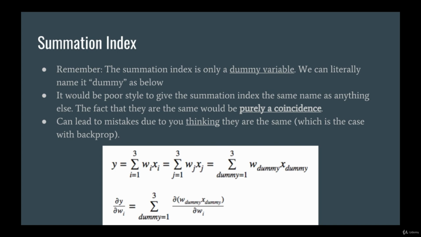Let's phrase this another way. The right-hand side summation index is only a dummy variable or a temporary variable. In other words, it doesn't matter what we name it. We can literally name it dummy. Because of this, it's poor style to give it the same name as the index on the left-hand side, because the fact that they are the same would be purely a coincidence, and therefore can lead to mistakes due to the fact that you mistakenly think they are the same.